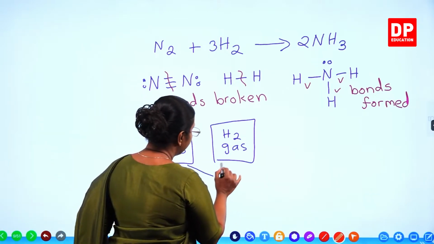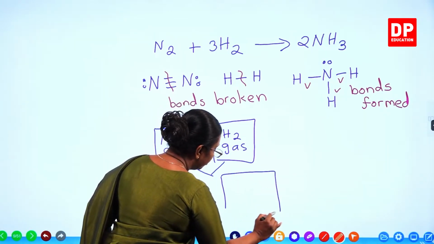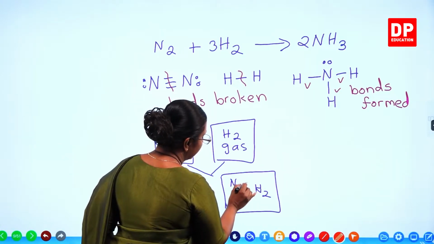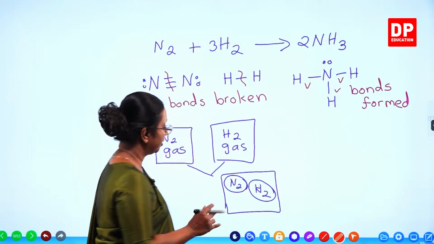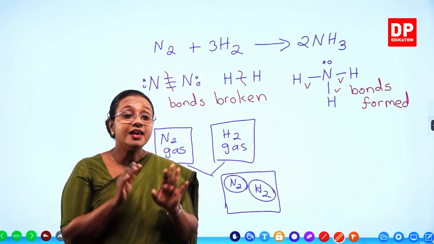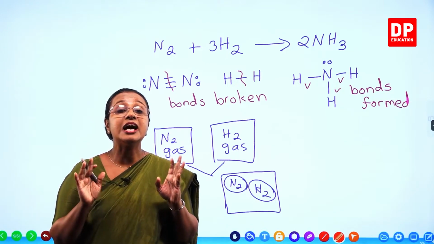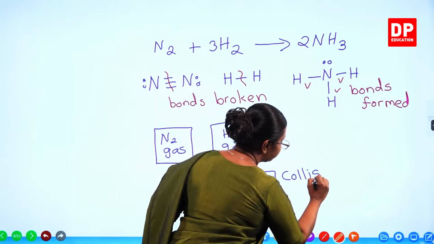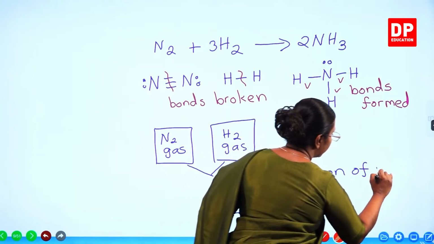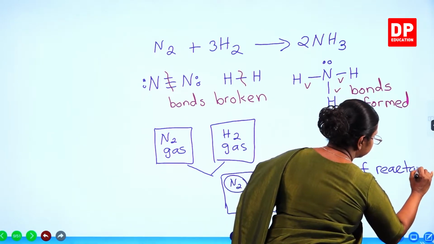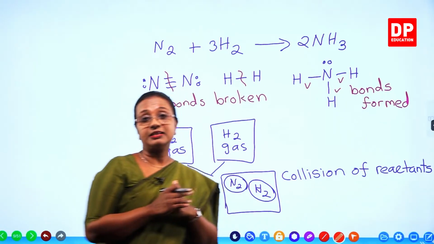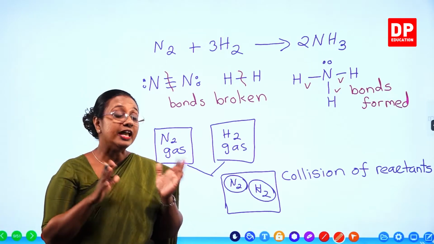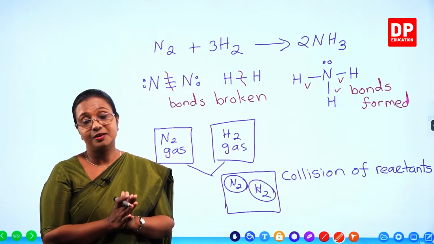But if you put them both together into one container, you have N2, H2, then these molecules and these molecules are together. When they are together, they collide with each other. There is collision of reactants. So when the reactants collide, bonds are broken, new bonds are formed. So then only the reaction will take place.